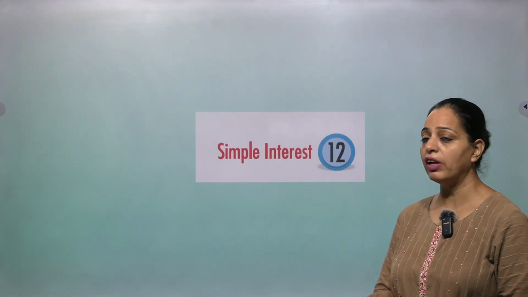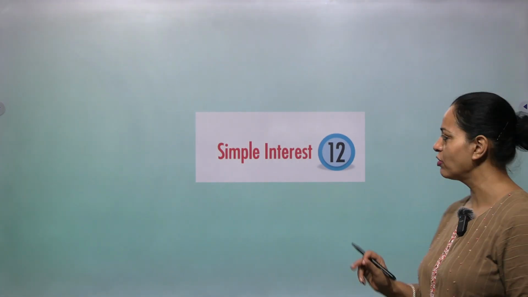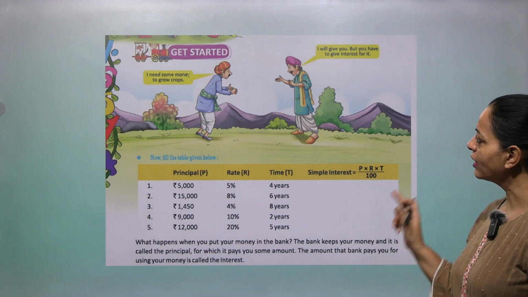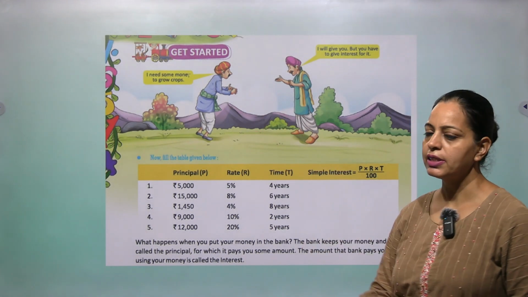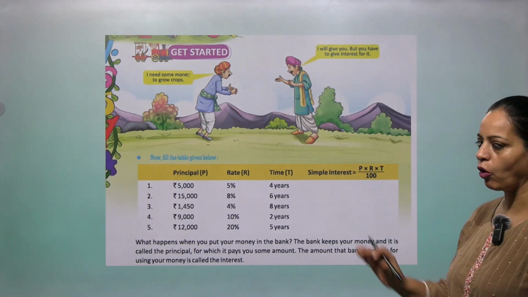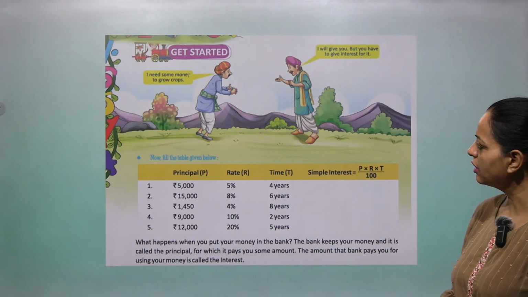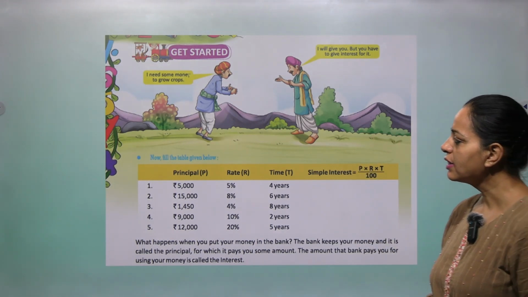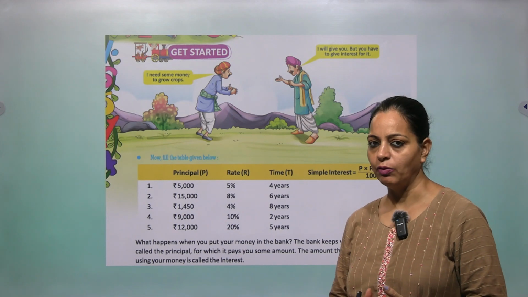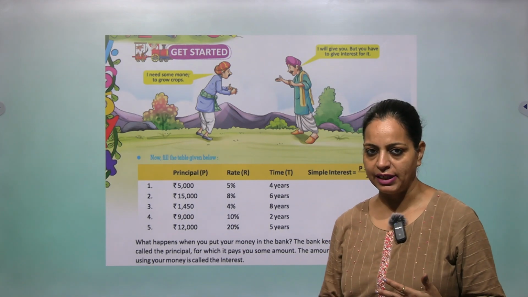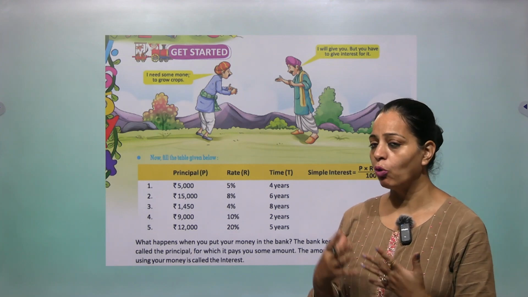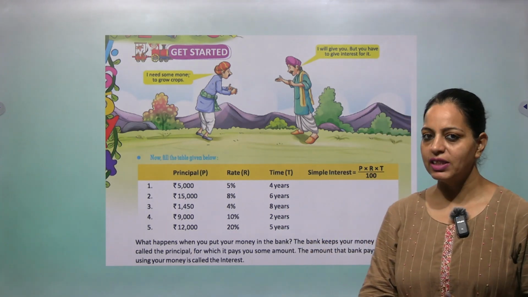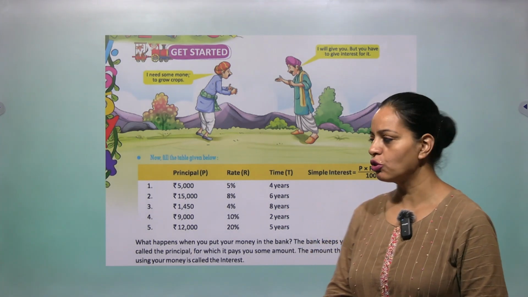So we are doing chapter 12, simple interest, of class 5. So let's start. You can see one picture over here. There is one person who's asking for money from another person. It means sometimes we need money, we borrow money or we lend money. So in that case we use interest. It will be more clear when we do this chapter. So see how to do it.